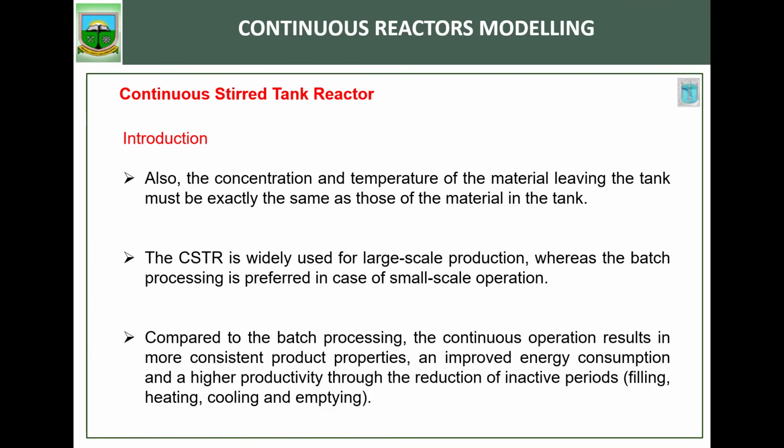Let's continue. So, as I was saying, unlike the batch reactor, this one is used in large scale production, and usually it takes place where reactions are very fast. If the reaction is slow, it's better you use a batch reactor where you can monitor the reaction very well. So compared to batch processing, continuous operations result in what? More consistent product properties. And really the energy balance is well managed.